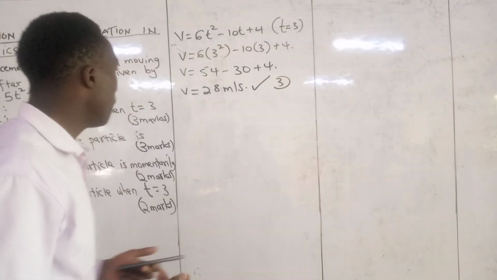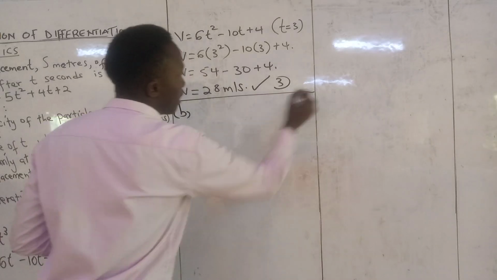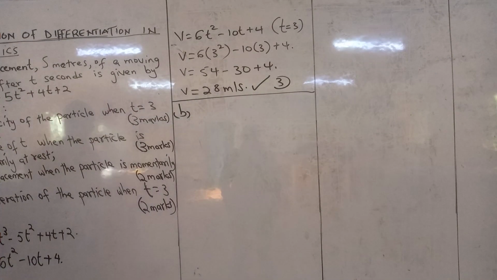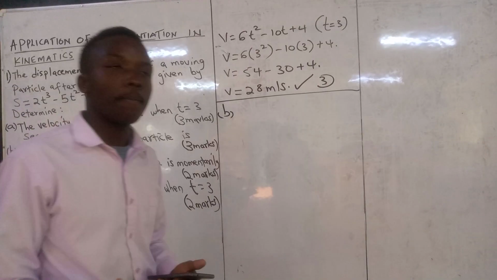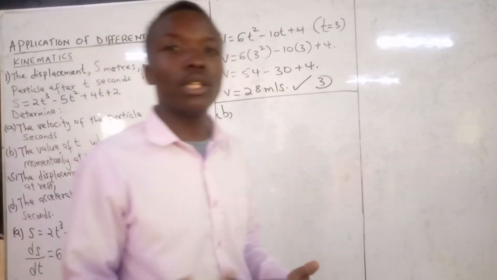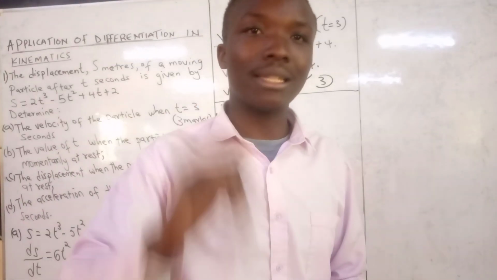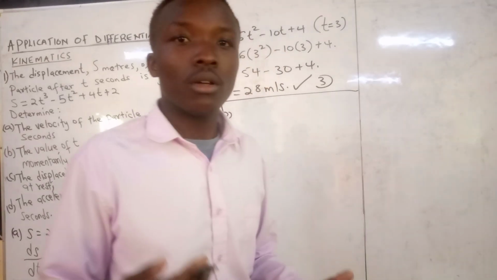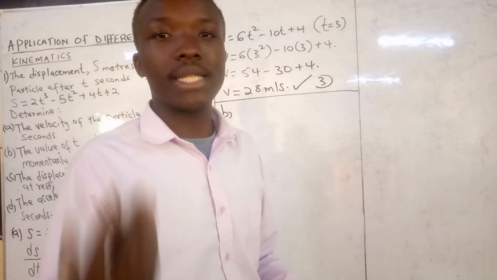Then we can continue with question number B. So let's separate that one and let's have our question B. Question B says, calculate the value of t when the particle is momentarily at rest. So when is the particle said to be momentarily at rest? A particle is considered to be momentarily at rest when the velocity is 0. So when the velocity is 0, the particle or the body is not in motion. That is when we say it is at rest.